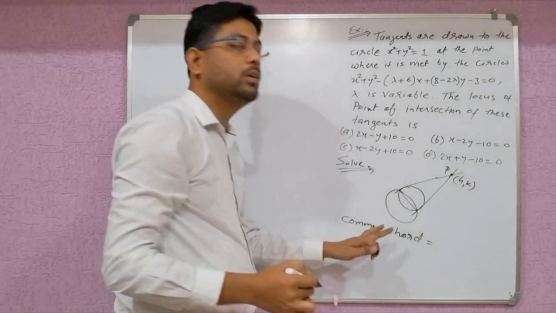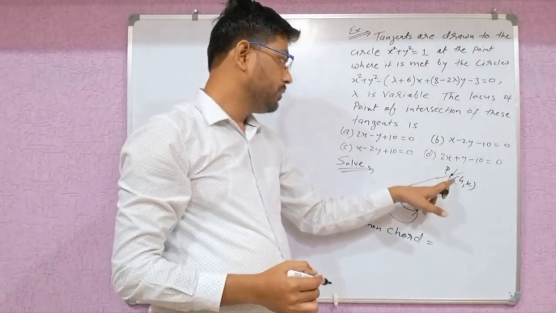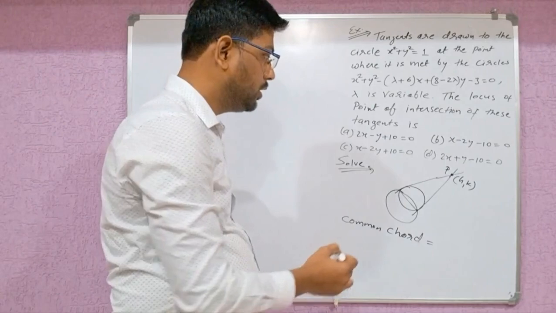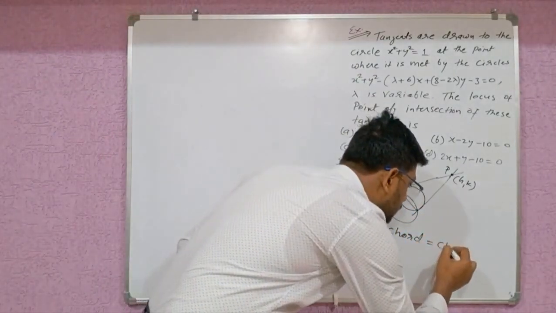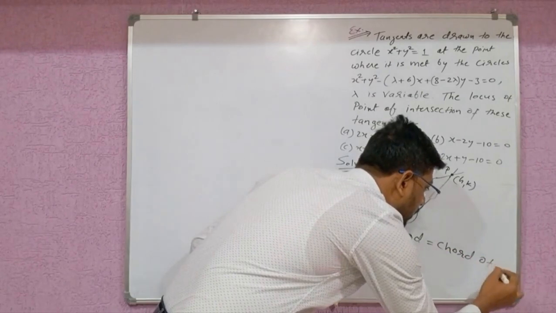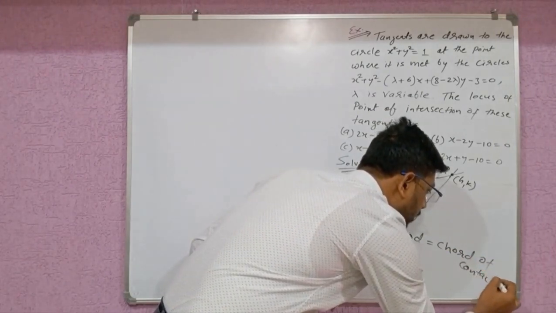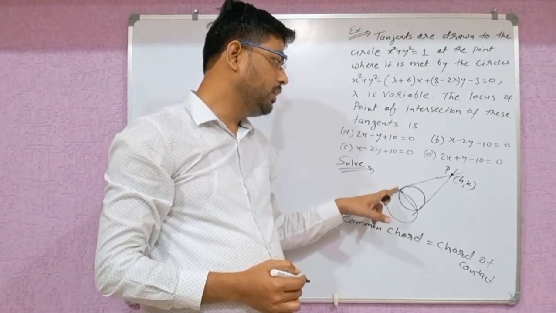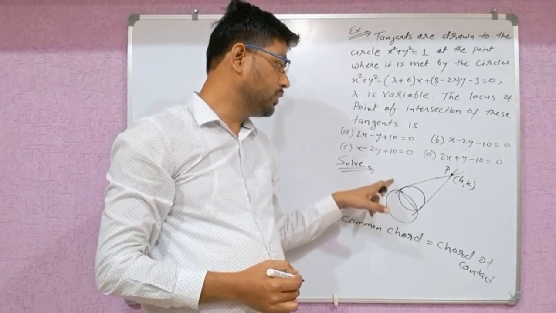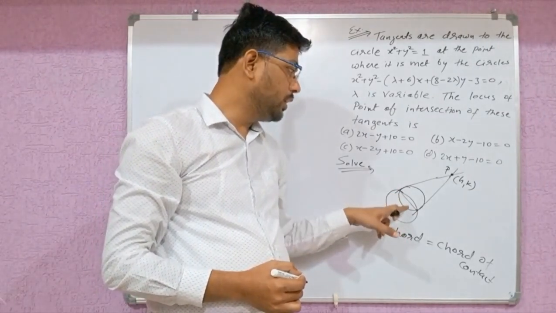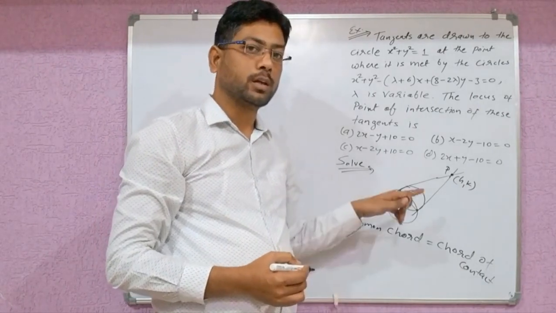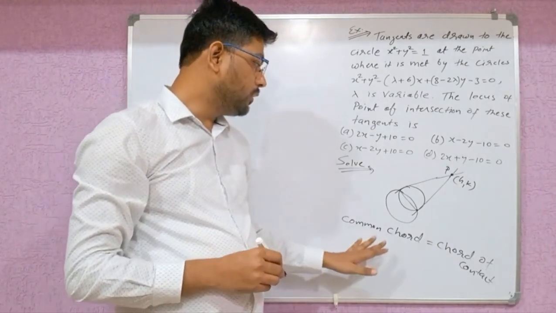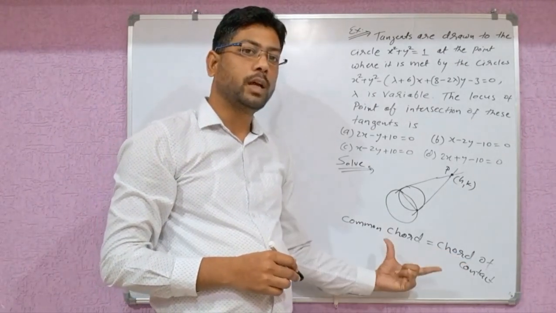This common chord is equal to the chord of contact. How is this the chord of contact? Because from this point I am drawing these tangents, and by joining the two points where these tangents touch, I'll get this chord. So this is also the chord of contact corresponding to that. So this is the common chord and also the chord of contact. We will find the equation of the common chord and the chord of contact, both, and we'll put that here.